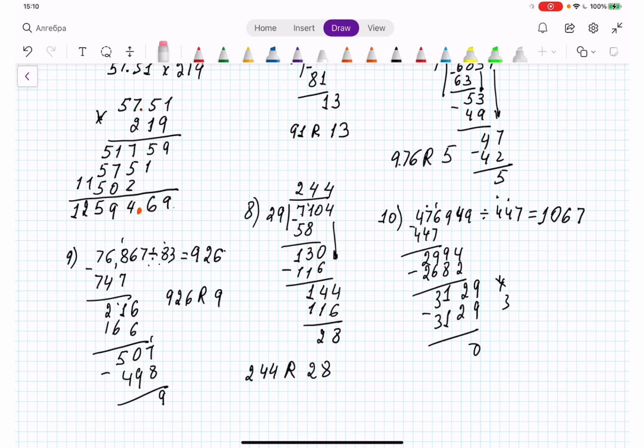Which means we are getting here 1067, with remainder 0. And we are done.